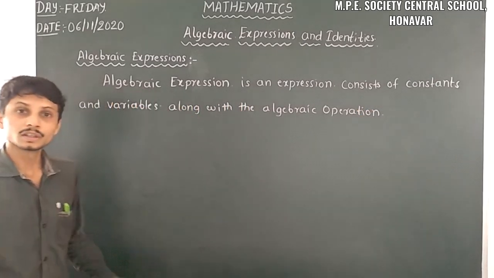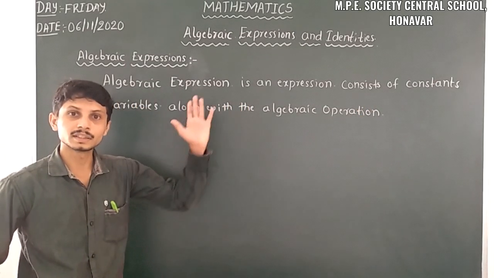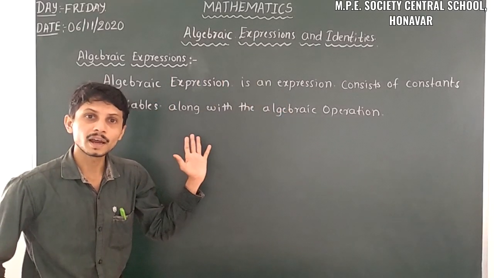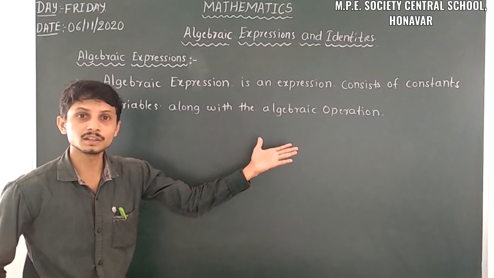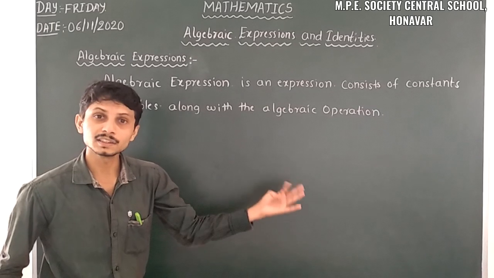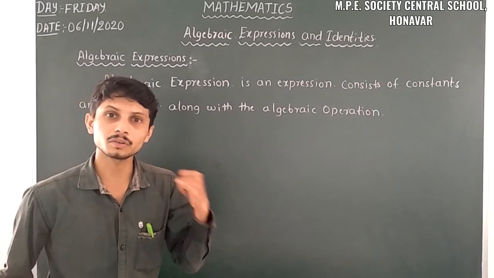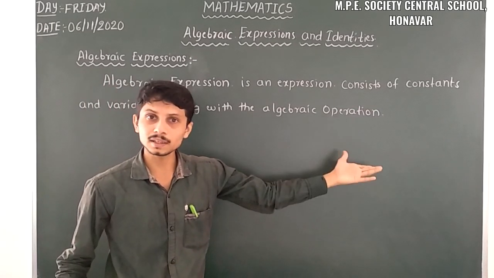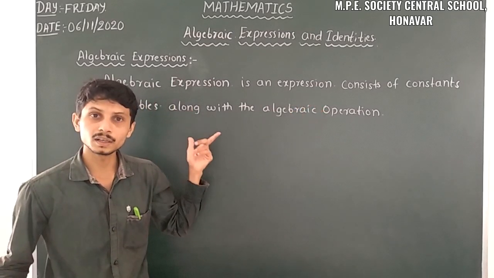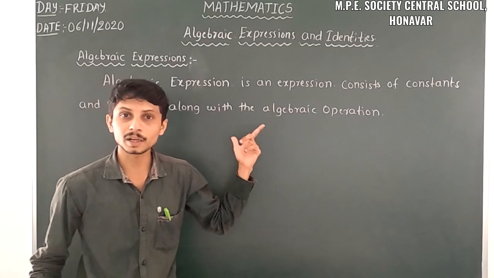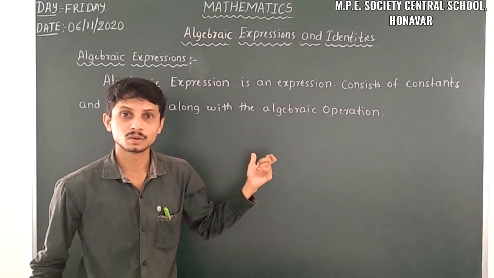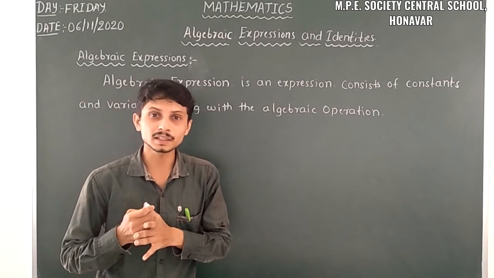Here, in any expression we take, we have a constant, a variable, and along with the algebraic operation, we can take it as an algebraic expression. Algebraic operation means addition, subtraction, multiplication, division, whatever algebraic operation we can take. So between constants and variables we have an algebraic operation. Okay, so here it is an algebraic expression.